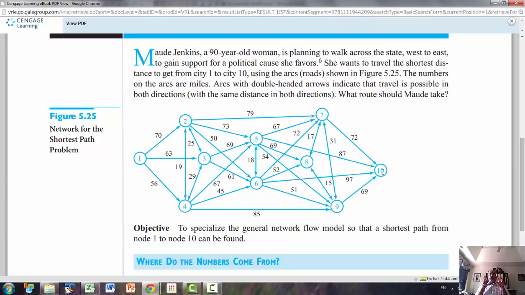Now we can use this shortest route problem principle in some applications, and that's what we're going to look at in the next problem.